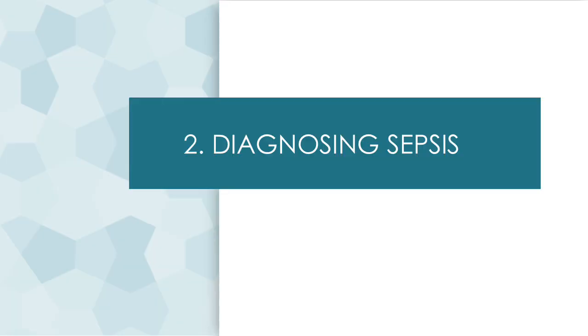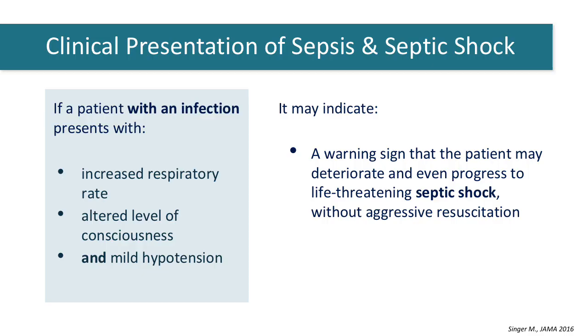Let's now move on to looking at the diagnosis of sepsis. If a patient with an infection presents with increased respiratory rate, altered level of consciousness, and mild hypotension, this may indicate to the clinician that there is a warning sign that this patient may deteriorate and even progress to life-threatening septic shock without aggressive resuscitation.